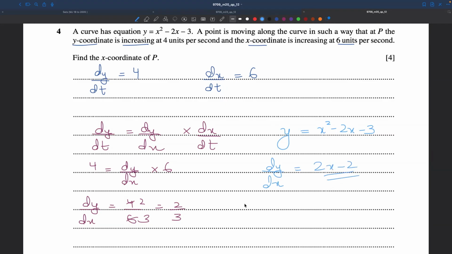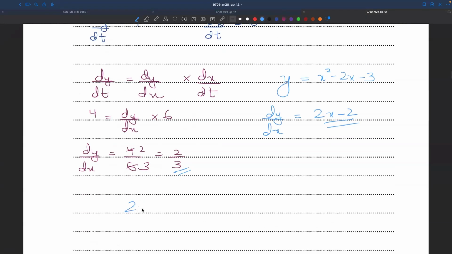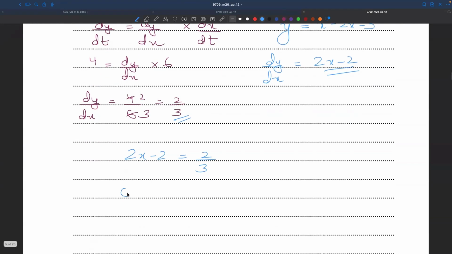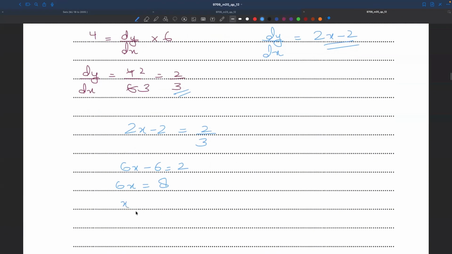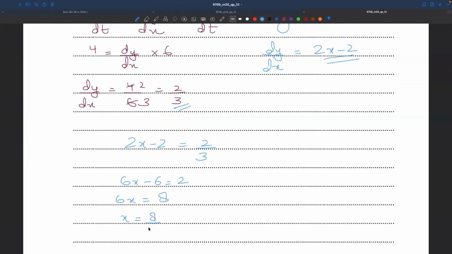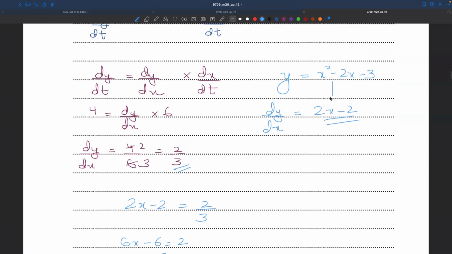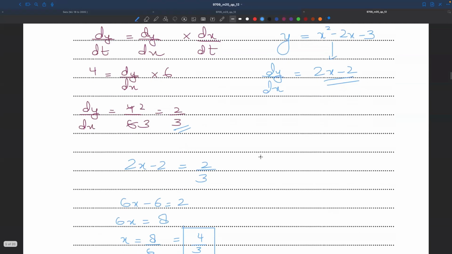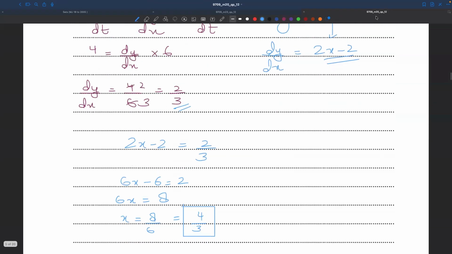Now we have this dy dx, and we also have the value of dy by dx over here. We will equate them and get the value of x. 3 times 2 is 6x. 6x will be equal to 2 plus 6, 8. And then finally, x will be equal to 8 upon 6, that is equal to 4 upon 3. Beta, if you had listened earlier, this is the equation of the curve, and then we find the dy by dx. And that's how you will find the x coordinate.